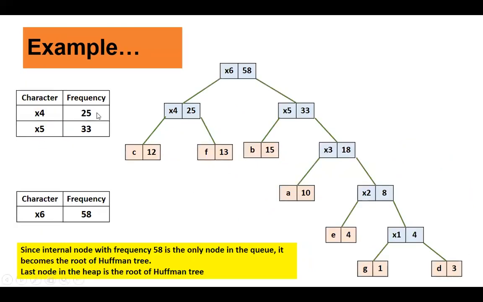Now what you do, extract 25, extract 33 and combine them. So 25 and 33 are combined using another new internal node, X6, by adding the frequencies 25 and 33, which is nothing but 58, right? X6 is a newly created internal node, so just add it to the heap. So it now has only one node with the frequency 58. Since the internal node with the frequency 58 is the only node in the queue, it becomes the root of the Huffman tree. So every time, the last node in the heap is the root of the Huffman tree.